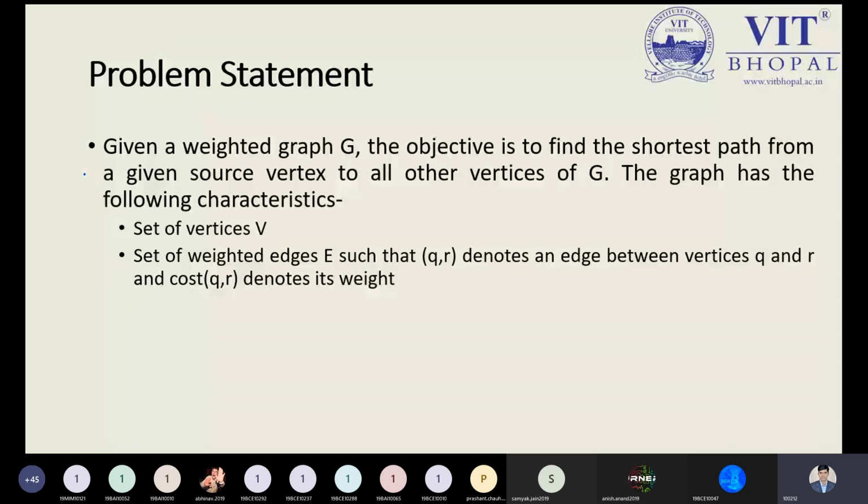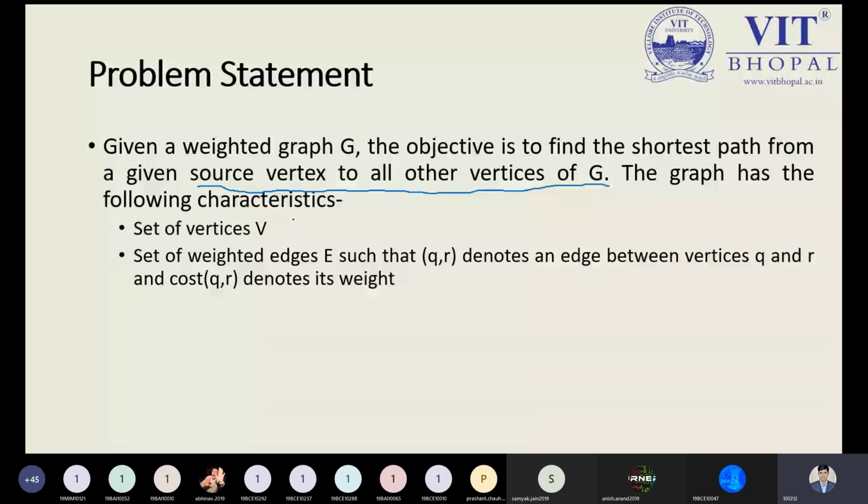What is the problem statement we have? Given a weighted graph G, the objective is to find the shortest path from the given source vertex to all the vertices of G. Source vertex to all other vertices of G. Okay, this is our main important objective, so we need to follow this approach.